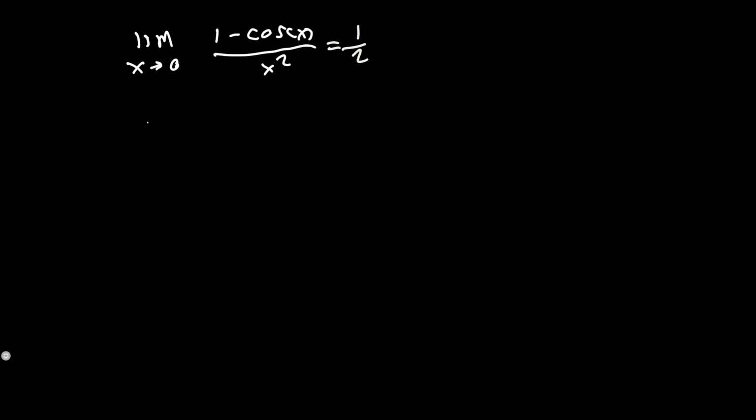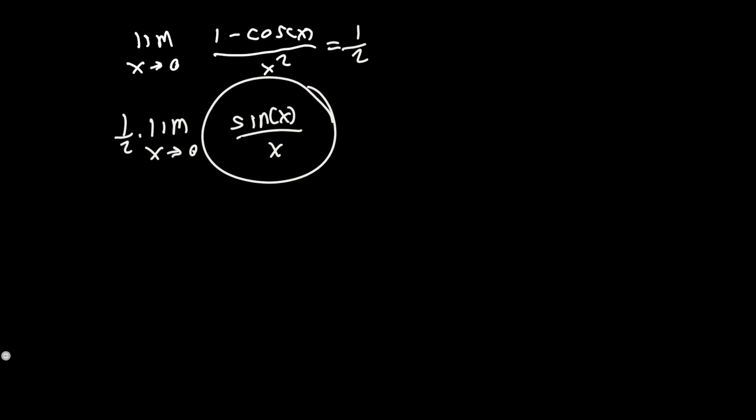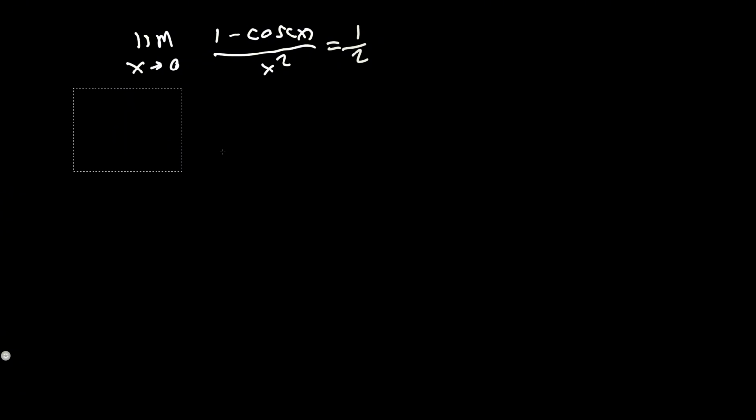By doing that, we have the limit as x approaches 0, and differentiating the top, we are left with 0 minus the derivative of cosine, which is positive sine. And then differentiating x squared, we get 2x. If we bring the 2 out, so it's 1/2 times the limit, we know that this limit from earlier was just 1. So then our limit is, by definition, 1/2.